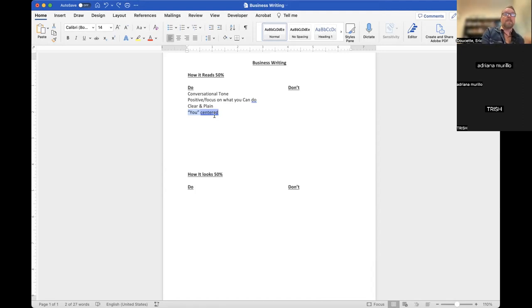Like, for instance, there's one that says, you can't get cash refunds on returned merchandise, and that's the way the sentence was written. It basically says, because of our company policy, you cannot get cash refunds on returned merchandise, but you can get store credit. Well, again, that's negative, and it's not you-centered. It's all about what the company can or can't do.